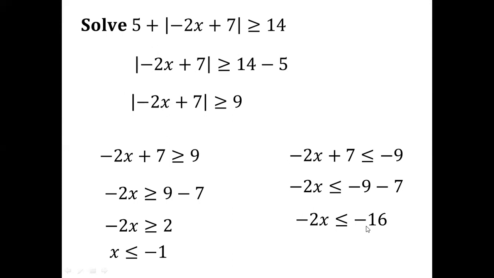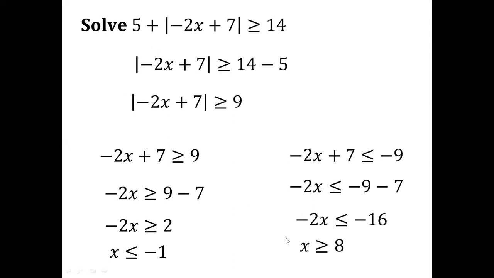On the other side we have -2x is less than or equal to -16. Again, the sign flips as well, because we need to, of course, divide -16 by -2. So if we are dividing -16 by -2, that will be x is greater than or equal to 8, because -16 divided by -2 will give you a +8.